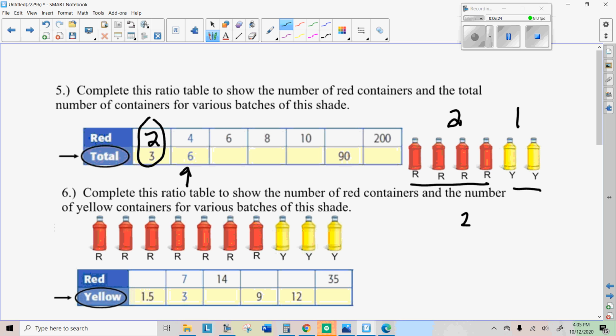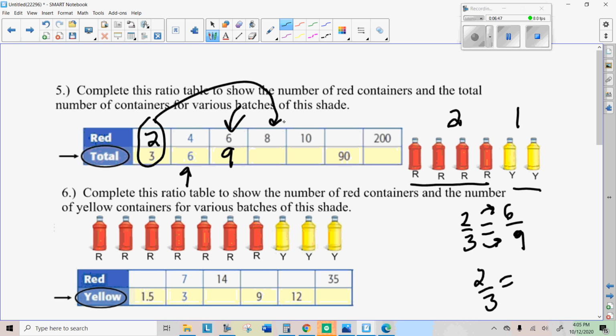So 2/3 equals, we're going to do this one now, 6 out of how many? And so this is tripled, so I'm going to triple this one and I get 9. Okay, now if I take 2 times 4, I get 8. That's this one. 3 times 4 would be 12. 2 times 5, so this one's times 5. This one was times 4. Times 5, 2 times 5 is 10.